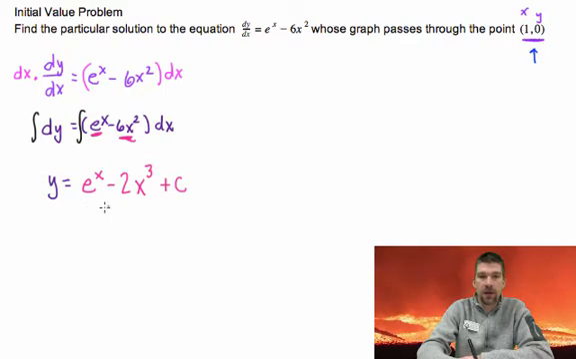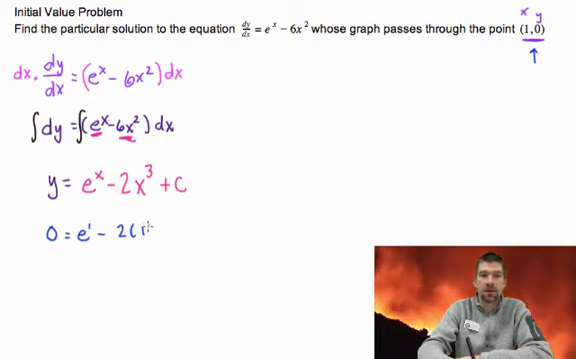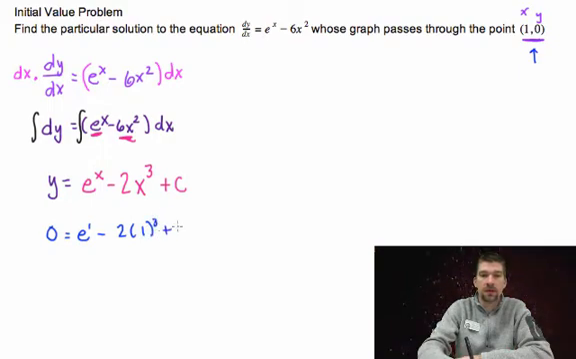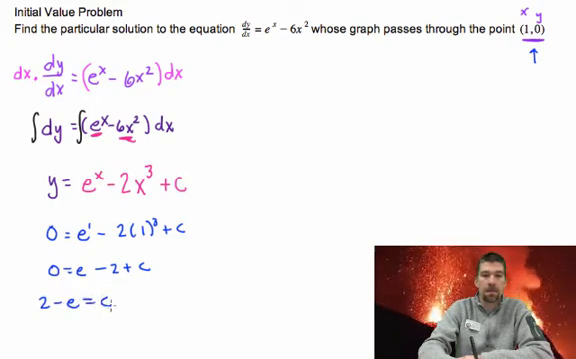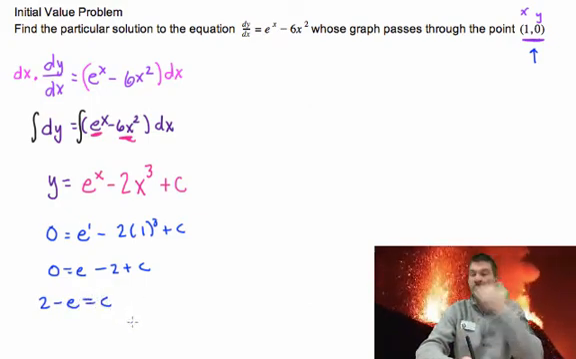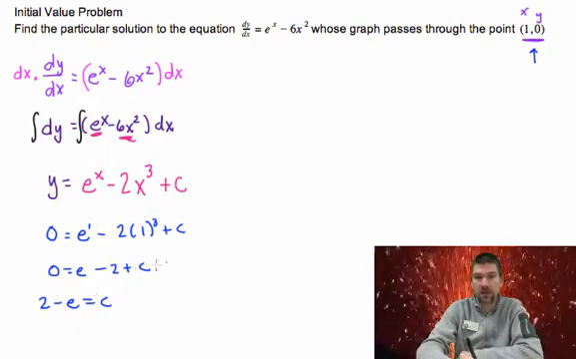So how can we go ahead and solve this out? Well, y becomes 0, e to the x, e to the first, minus 2 times 1 cubed plus c. And now all we have to do is solve this out for c. So 0 equals e minus 2 plus c. Go ahead and add 2 and subtract e, and you get this for the constant. And that's okay if e is in our constant. You don't need to decimal this out. You can just leave it alone.